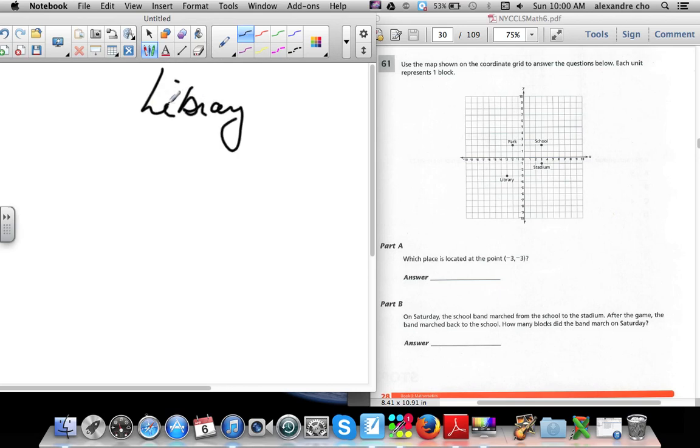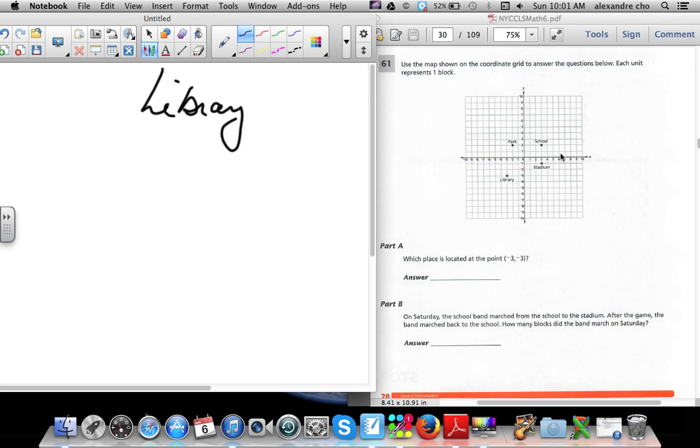Okay. On Saturday, the school band marched from the school to the stadium. So the school is right here. And you're walking to the stadium. And after the game, the band marched back to school. How many blocks did the band march on Saturday? So when they went from the school to the stadium and from the stadium back to school.